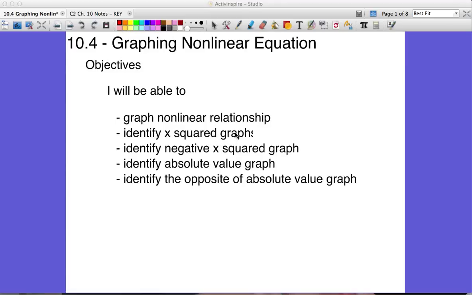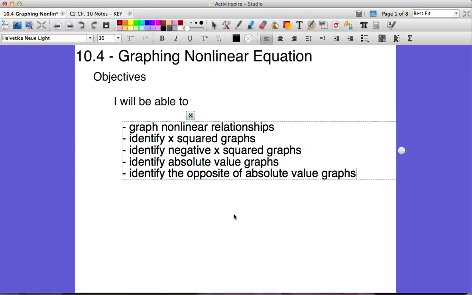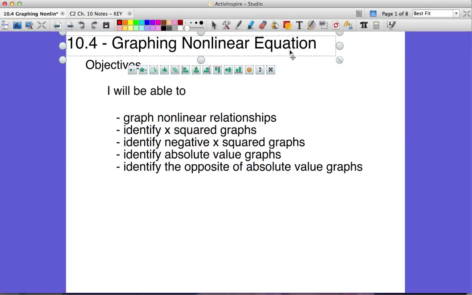Welcome to Lesson 10.4, Graphing Nonlinear Equations. Today we're going to talk about how to graph nonlinear relationships, identifying x squared graphs, identifying negative x squared graphs, identifying absolute value graphs, and identifying the opposite of absolute value graphs.